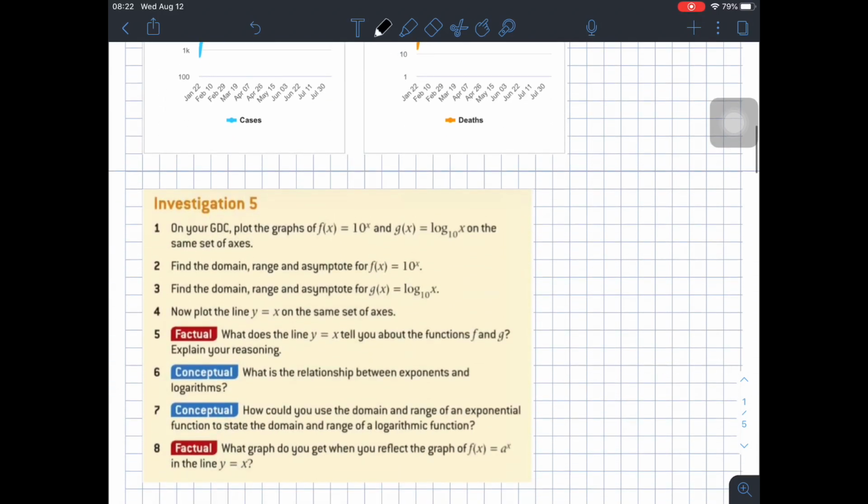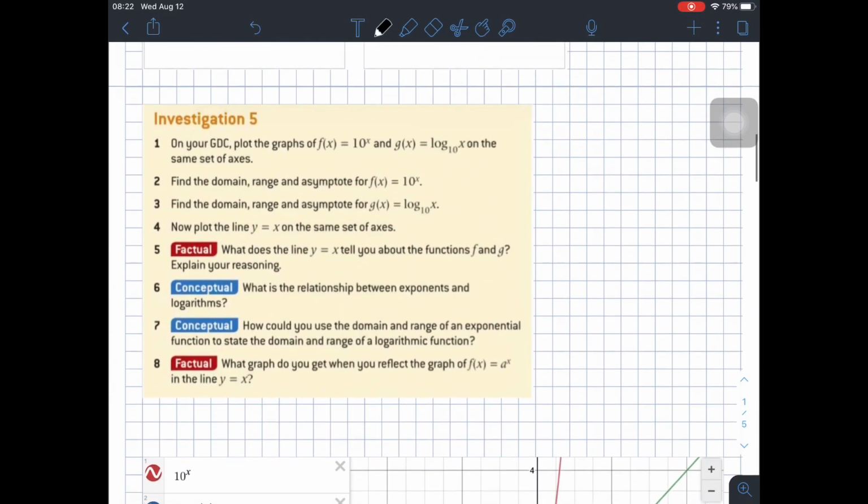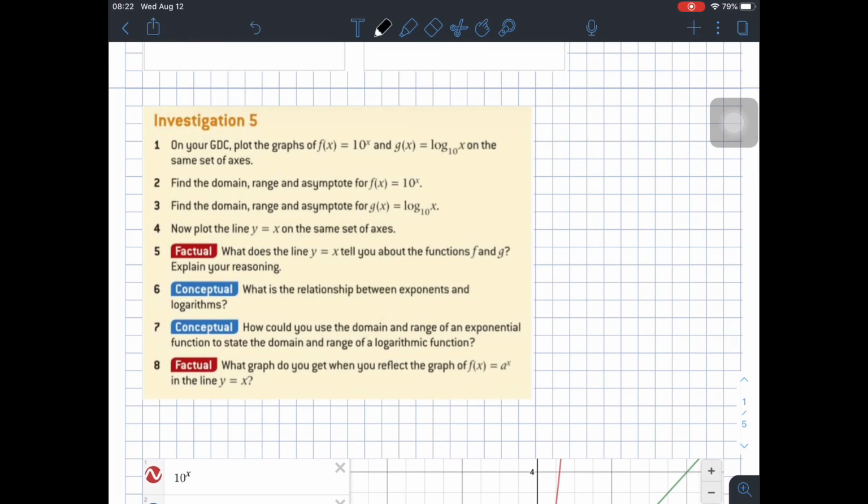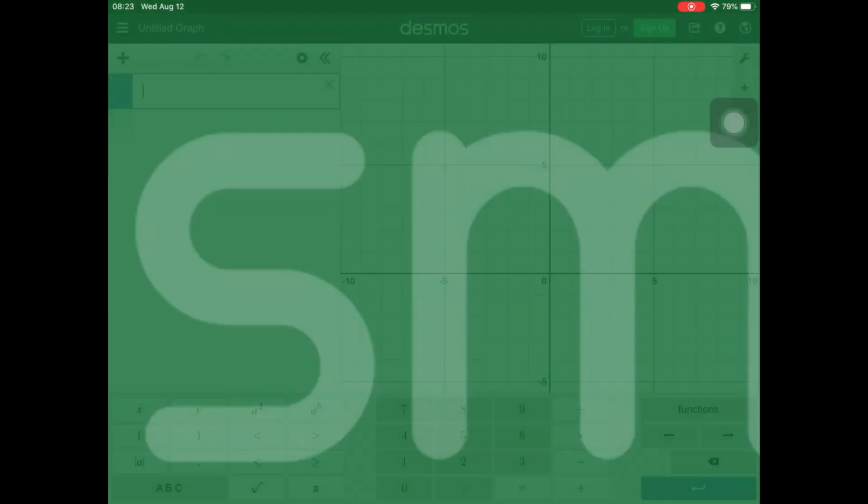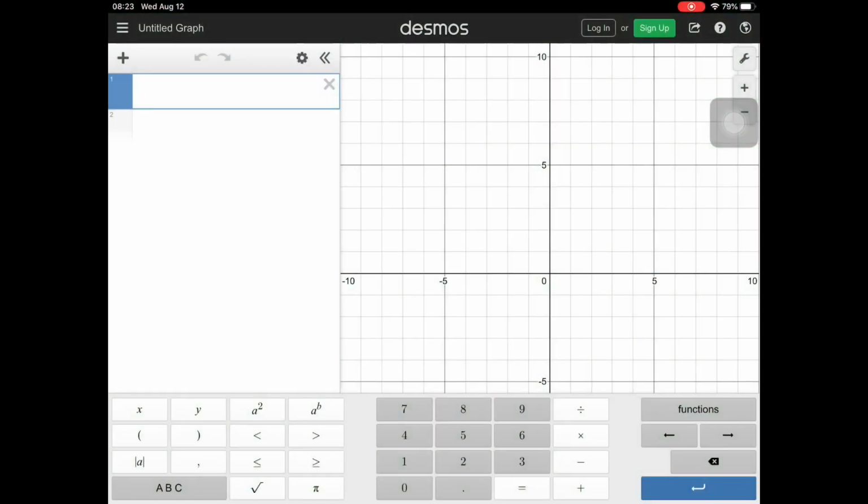Okay, so let's do this investigation together in order to see what this is about. It says, on your GDC, plot the graphs of f of x equals 10 to the power of x and g of x equals logarithm base 10 of x on the same set of axes. So that's the first thing we're going to do. I think I already did the graphing, but I'm going to do it again. The first function was 10 to the power of x. That is an exponential function, if you remember.